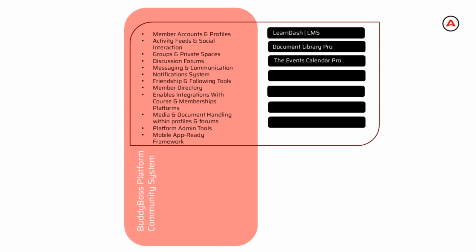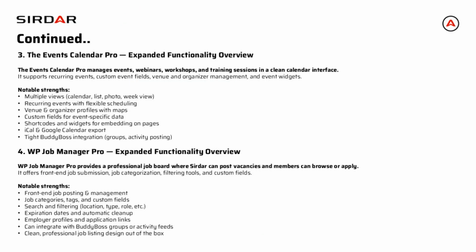The Events Calendar Pro is the engine that manages all of Basecamp's events, webinars, workshops, and training sessions. It gives the platform a clean, professional calendar where members can browse upcoming events in multiple views, including month, list, photo, and week view. It supports recurring events, custom event fields, venues, and organizer profiles. Members can also export events to their Google Calendar or iCal with one click. The plugin integrates smoothly with BuddyBoss, so events can appear in groups and activity feeds, helping drive attendance and engagement across the community.